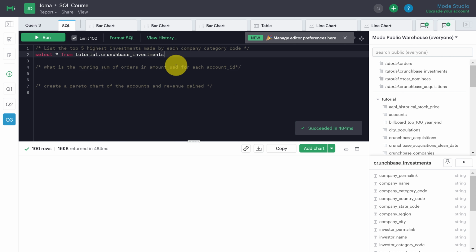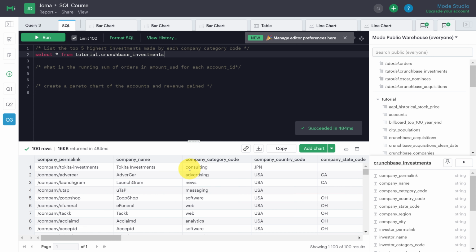The question is asking, for each category code, like is it consulting, advertising, news, messaging, whatever, what is the highest investment ever made from an investor to a company? For example, each time an investor gives an amount of dollars, like $1 million to a company, then that's one transaction. So what was the highest transaction of each category?